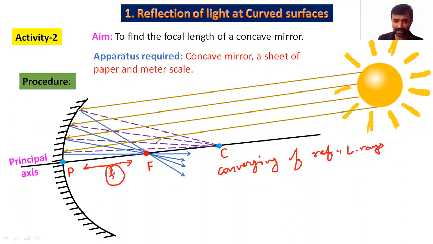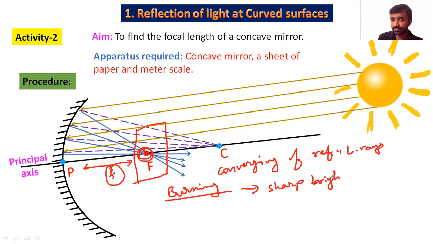What to do here is place a paper to obtain the image of the sun at this spot. If you keep the paper at this focus for some time, the paper starts burning, right? So you have to measure this distance, at whichever place you obtain the sharp, bright spot of light. That point only we can call the focus. That distance you are measuring, and we can define it as the focus or focal point.